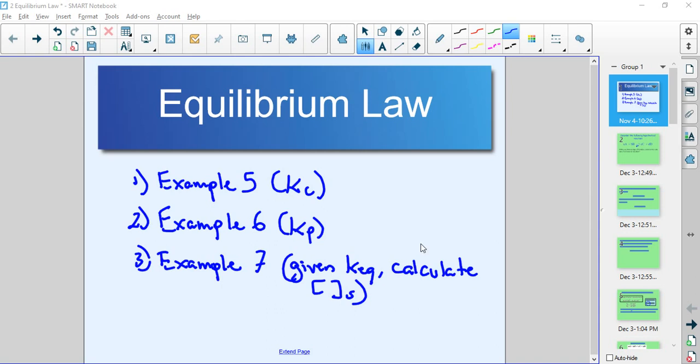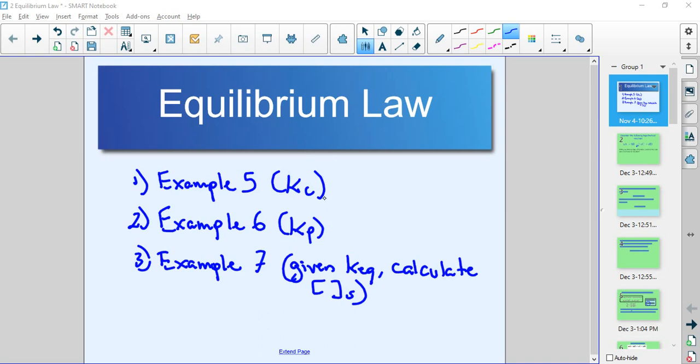Hello grade 12s, this is part 2 of our equilibrium law lesson. We have 3 examples left to complete. These are examples 5, 6, and 7, each of which are very different from each other but still about equilibrium law, and specifically calculating, at least for the first 2 examples, our KEQ value.